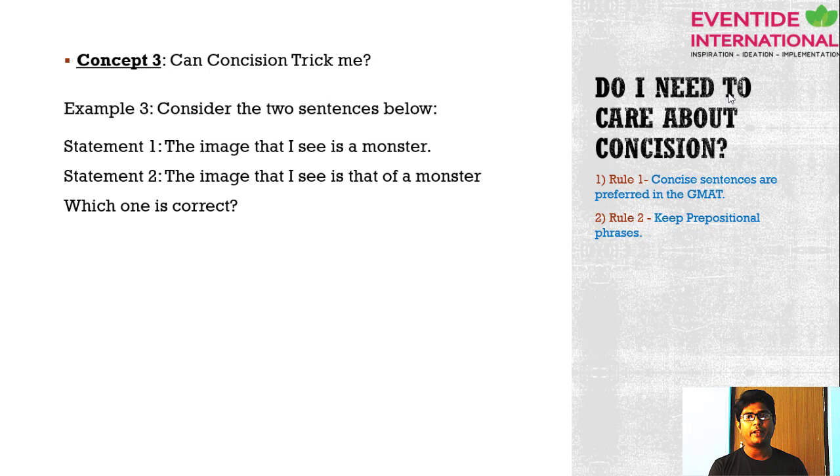This one seems pretty easy, right? Statement 1 is a concise statement which states the image that I see is a monster. And statement 2 is a bit wordy, which states the image that I see is that of a monster. Now I know most of you got the correct answer for this one. Statement 1 implies the image is a monster. However, statement 2 implies that the image is that of a monster. You see the difference? You use 2 extra words, that of, and the meaning changes completely.